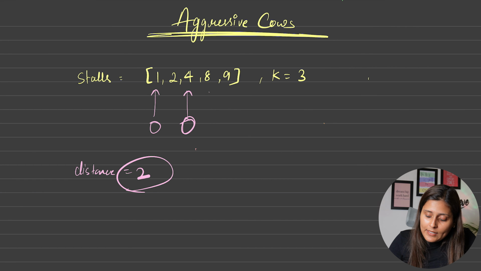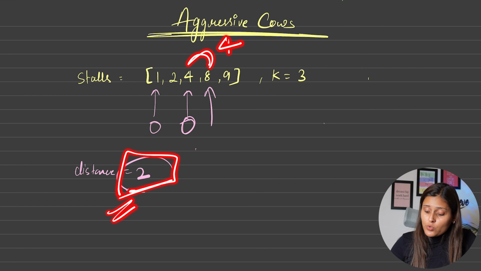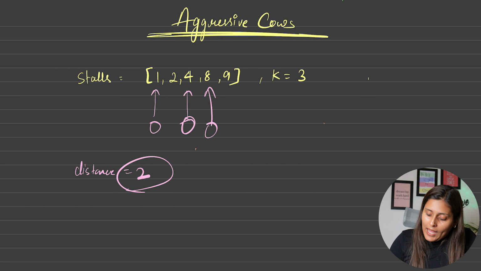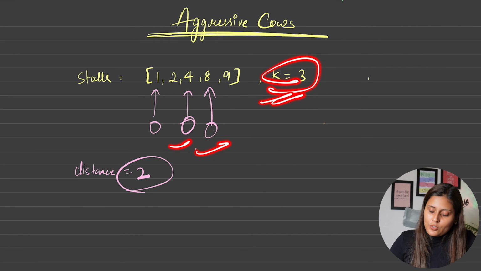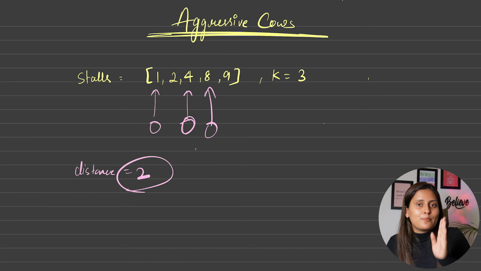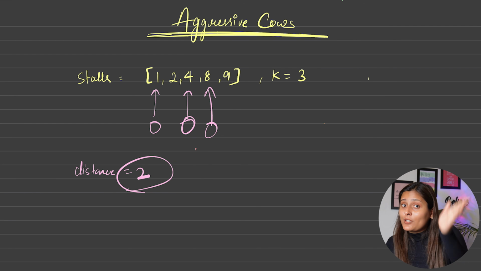Now can I put the third cow at the 8th position? Yes, I can. Why? Because 8 minus 4 is a distance of 4, and the minimum was 2, so hence I can put at the 8th one. Now I have put all the aggressive cows here, so I can say yes, with 2 distance it was possible. So when it is possible, I am looking for the maximum one.